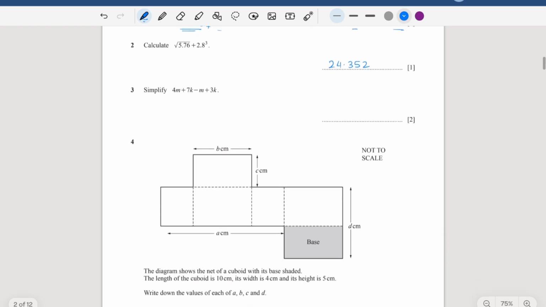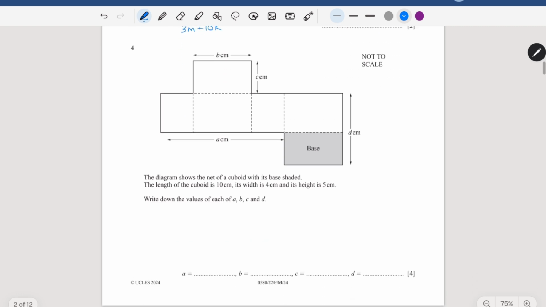Simplify 4m plus 7k minus m plus 3k. Collect the similar terms: 4m minus m and also 7k plus 3k. You should get 3m plus 10k. That's your final answer, 3m plus 10k.